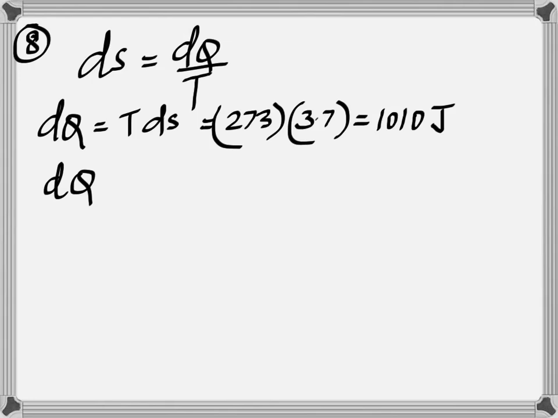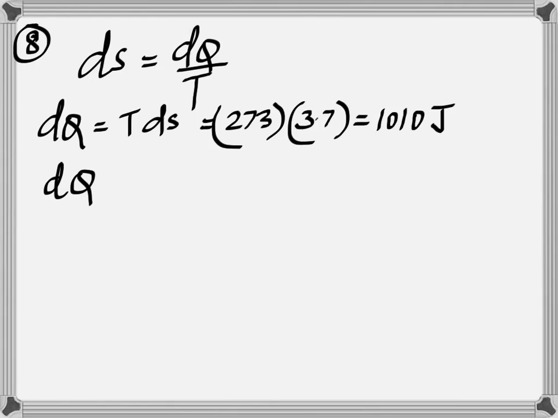Are you listening? Or simply writing? dQ is TdS, that's mathematical. Isn't the temperature 273 Kelvin? Times they gave the change in entropy as 3.7, right? So I got that number, 1010 joule. But what are they asking you to find? And what did I find? The heat. Yeah, don't worry about dQ, delta Q is the same as Q, okay?